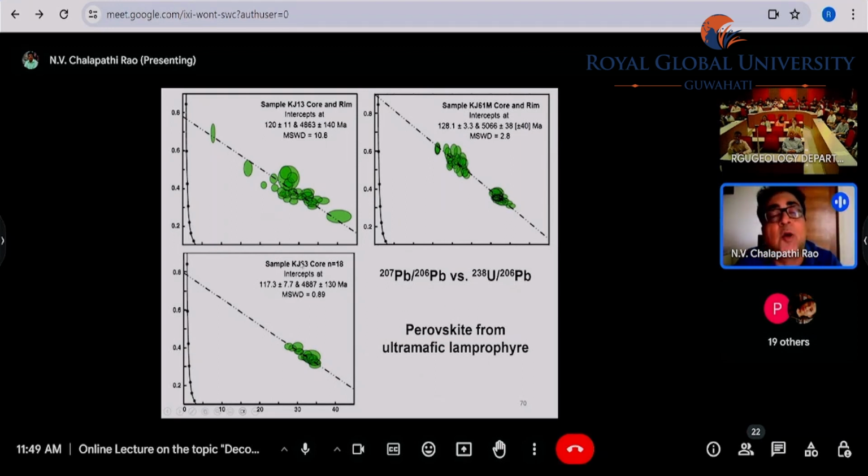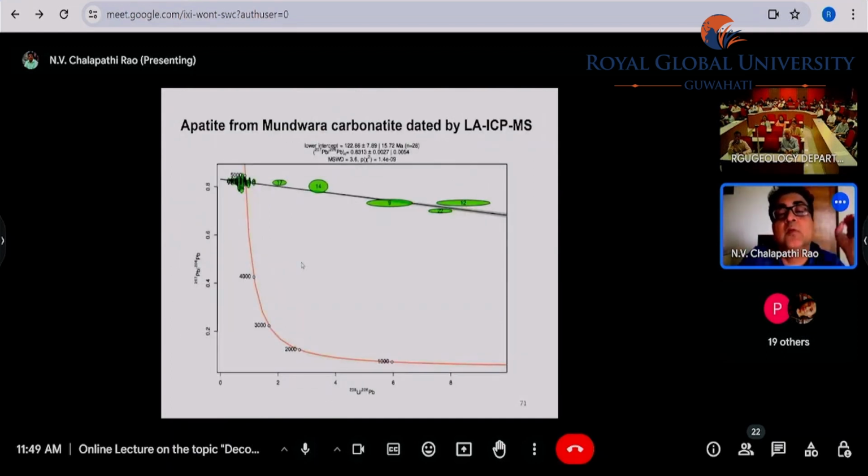But it tells us there are alkaline rocks much before the Deccan rocks, and that means what we are thinking, the age of the Deccan rocks, 65 million years, maybe we need to extend it much further if these are related to such magmatic activity. So this is an unpublished age which we have recently determined from the Mundwara carbonatite from the Mundwara complex.